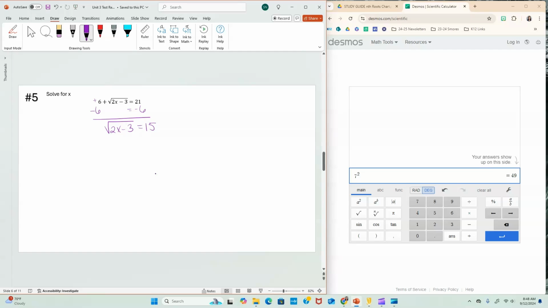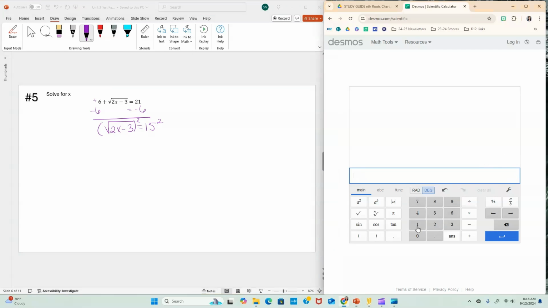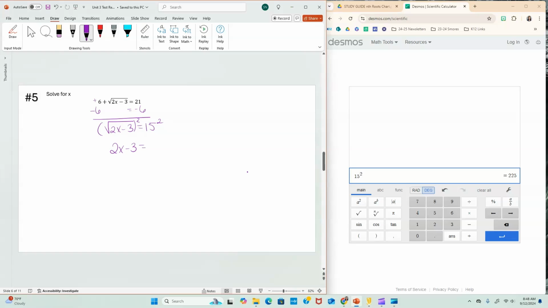So now that I have the square root isolated, I need to go ahead and actually square both sides. So when I square both sides, on the right side, I'm going to do 15 squared. I can use my calculator for that. So 15 squared is 225. So I have 2x minus 3, because on the left side, when I square it, I get rid of the square root sign, and then that's equal to 225. Now what I need to do to solve is add 3 to both sides. When I add 3 to both sides, I get 2x is equal to 225 plus 3, which is 228. Now to solve for x, I'm going to divide both sides by 2. So that's going to give me x equals 114.